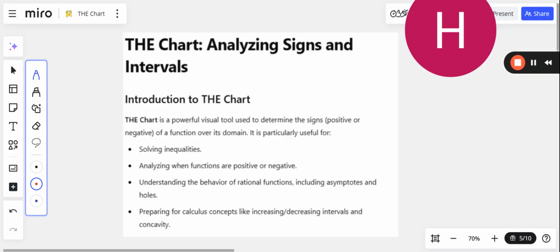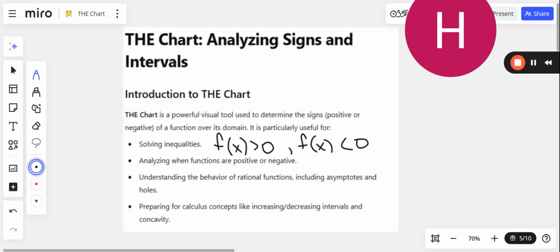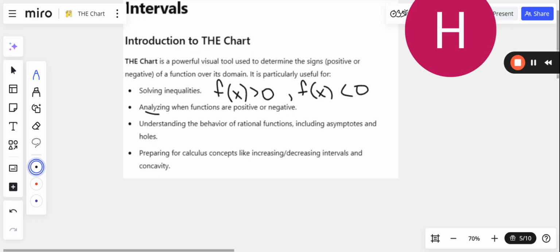But when you do eventually get to calculus, you're going to be using this chart with more advanced functions. Before we talk about the skills, let's just introduce you to the chart. The chart is useful for solving inequalities, particularly when we're looking for when a function is greater than 0. It also simultaneously tells us where the function is less than 0. So analyzing when functions are positive and negative, that's pretty much what that means.